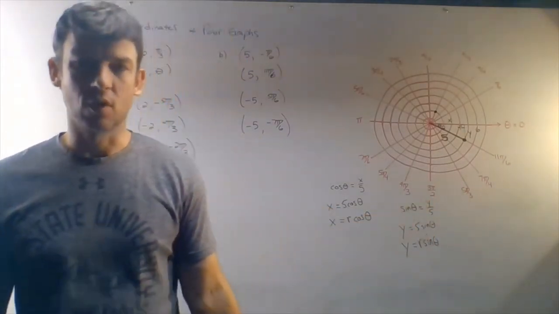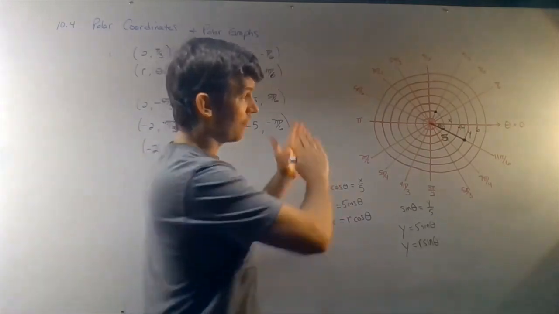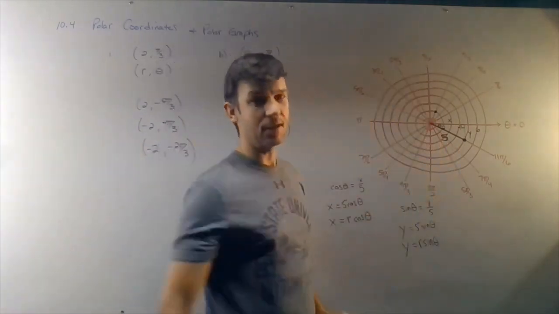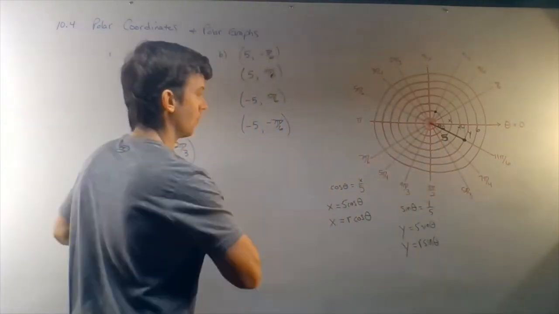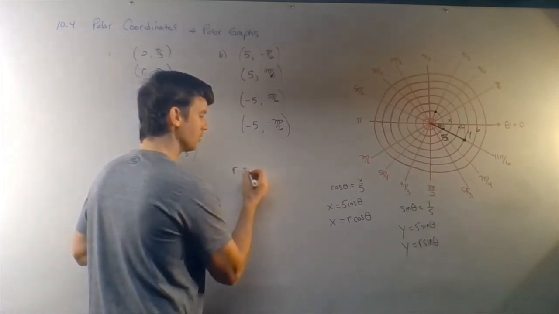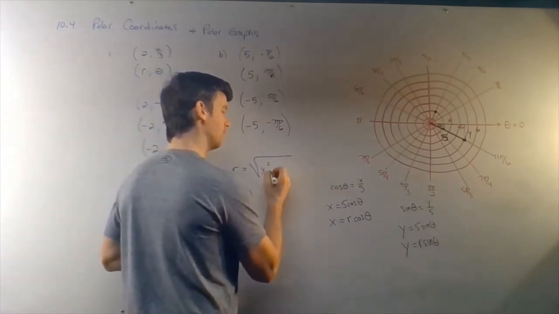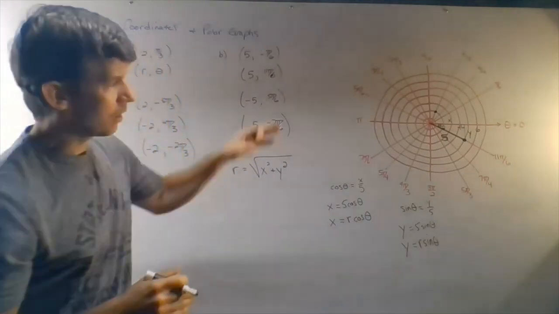If we want to convert rectangular to polar, if I have an x and a y, and I'm trying to find r, that's the Pythagorean theorem. So I know that r, the hypotenuse, is the square root of x squared plus y squared. Okay, and how do I find theta?